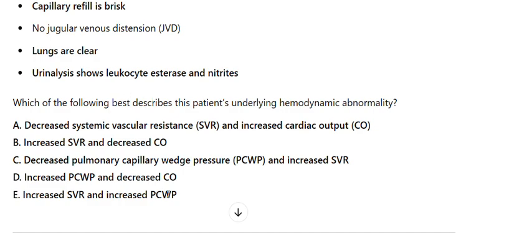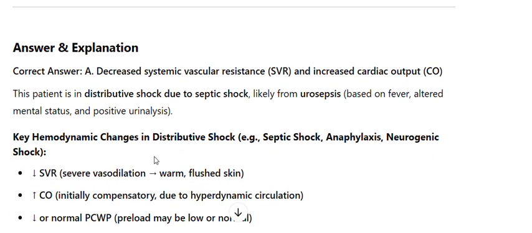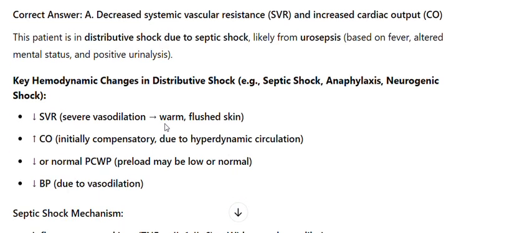Explanation. Correct answer: A. Decreased systemic vascular resistance, SVR, and increased cardiac output, CO. This patient is in distributive shock due to septic shock, likely from urosepsis, based on fever, altered mental status, and positive urinalysis. Key hemodynamic changes in distributive shock, e.g.